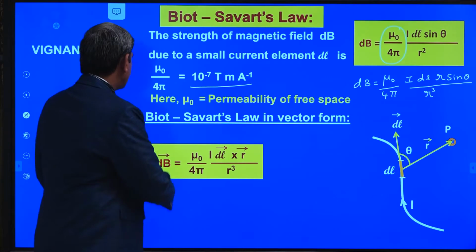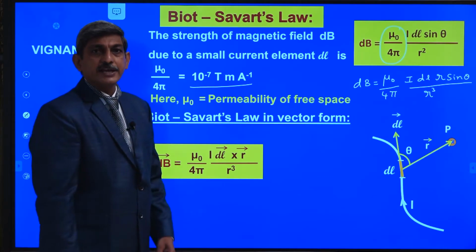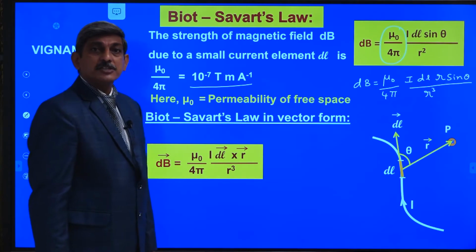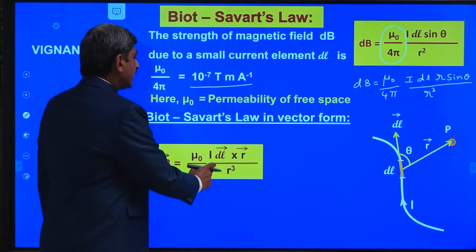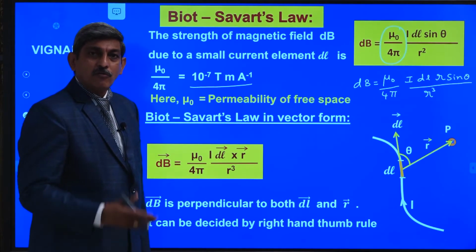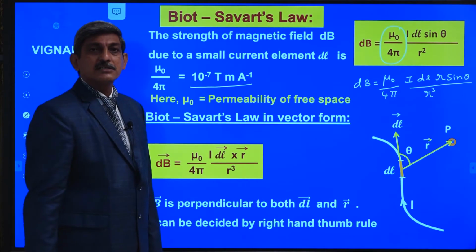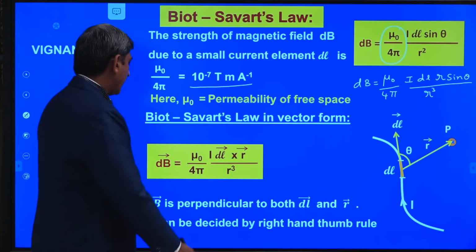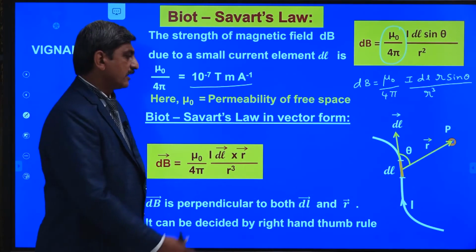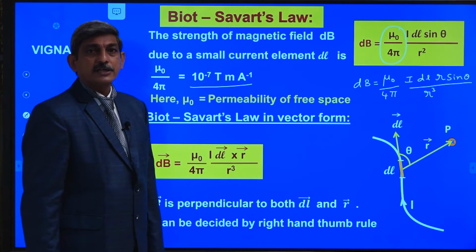Now we are saying that dB is a vector quantity. What is its direction? The direction of the magnetic induction is always perpendicular to the plane containing both dl bar and R bar, what you studied in vectors in your mathematics. And it can be decided by the right hand thumb rule.